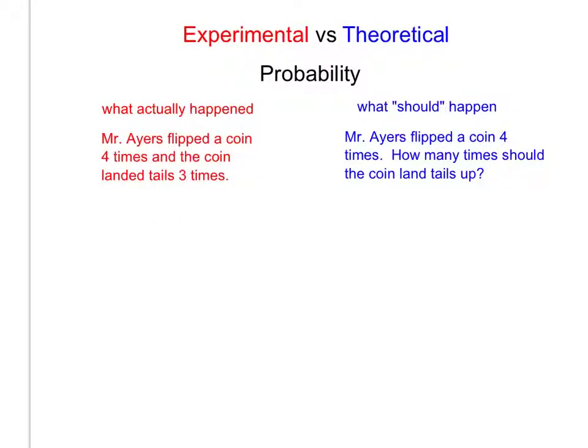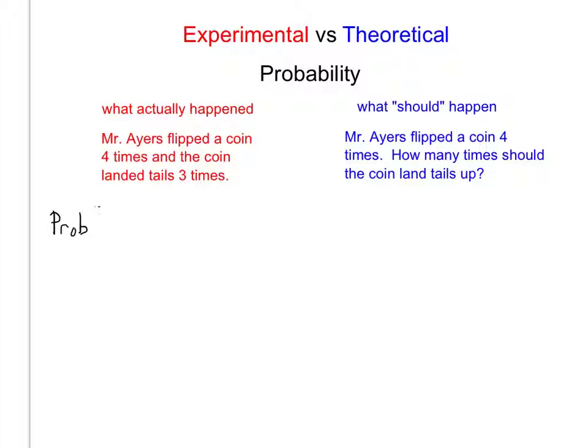Actually, I guess it's not an example, sorry, some more notes here. Experimental probability versus theoretical probability. Okay, experimental probability is what actually happened. Okay? And theoretical probability is what should happen if I actually were to do the event. Okay, so for example, here we go. Mr. Ayers flipped a coin 4 times, and the coin landed tails 3 times. If I want to know what the probability of the coin landing tails 3 times is an experimental probability, that just means tell me what actually happened.